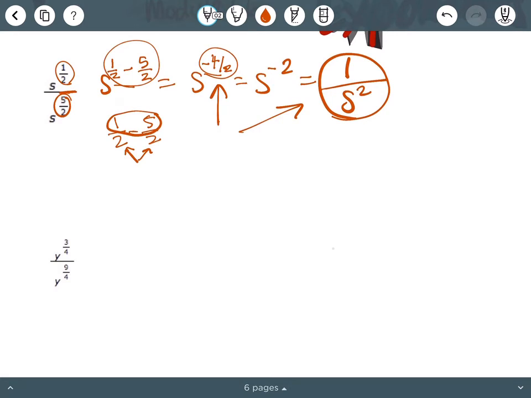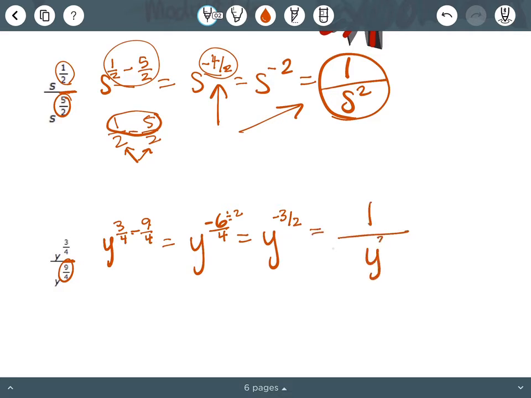Same thing, we're going to write y to the 3/4 minus the 9/4. That is going to give us y to the 3 minus 9, which is negative 6 over 4. I'm going to simplify that. Divide each of these by 2, so that's going to be negative 3 over 2. I don't want to leave a negative exponent, so I'm going to put it over y to the 3/2, just like that. That's going to be my answer.